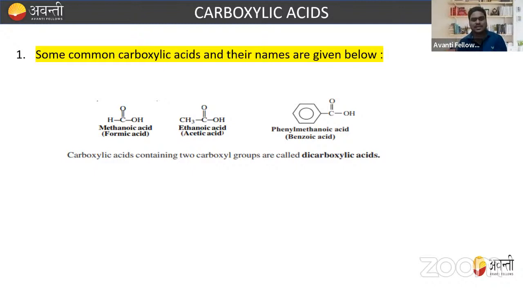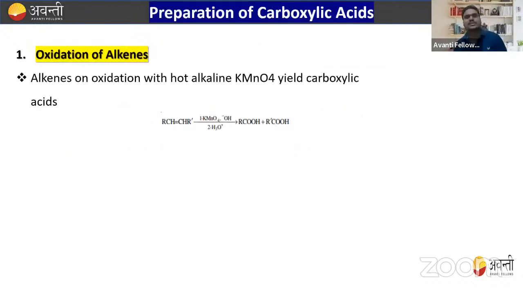So carboxylic acids containing two carboxyl groups are called dicarboxylic acids. So if you have two COOH groups, then they are known as a dicarboxylic acid. Now, how will you prepare carboxylic acid?